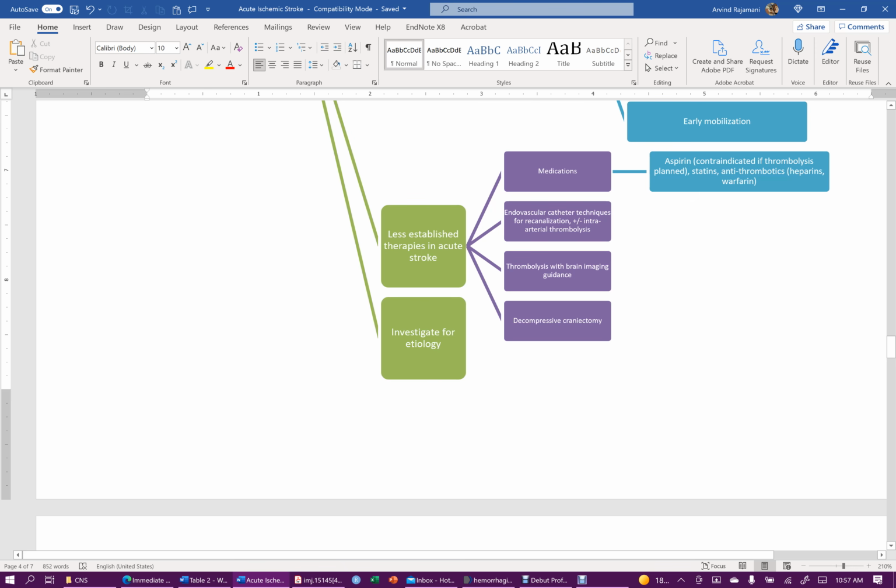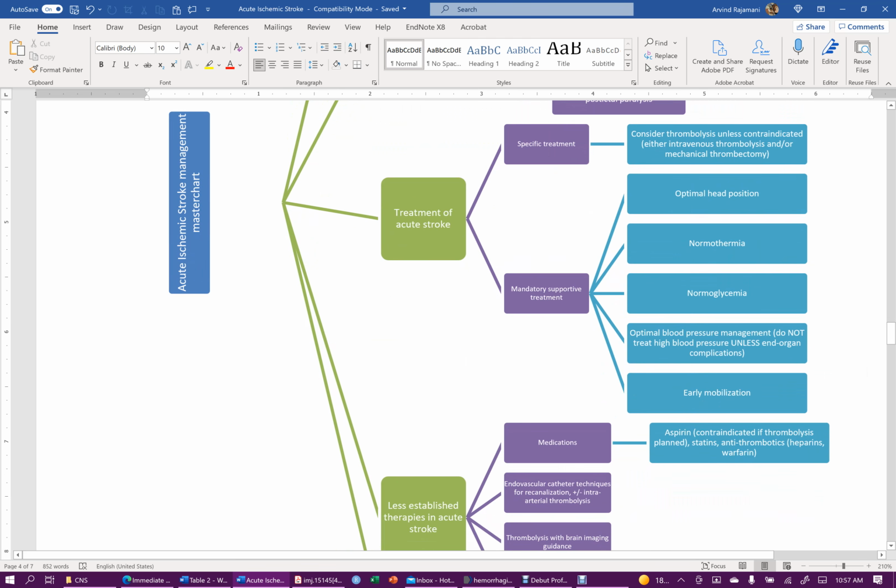Then some of the less established treatments, actually this is wrong. Aspirin should be in the upper corner, so aspirin should come under the supportive treatment. The only thing with aspirin or antiplatelets in general, do not give antiplatelets within 24 hours of considering a thrombolytic. So if you're considering intravenous thrombolytic or mechanical thrombectomy, then don't give aspirin. Otherwise, you give a loading dose of high dose aspirin followed by 100 or 150 milligrams or something per day of aspirin, and you might even have to consider dual antiplatelets. Okay, and that's because aspirin does reduce the risk of recurrent stroke and cardiovascular complications.